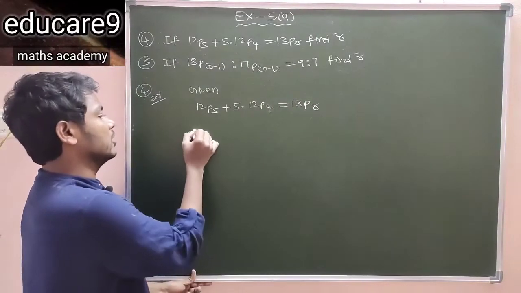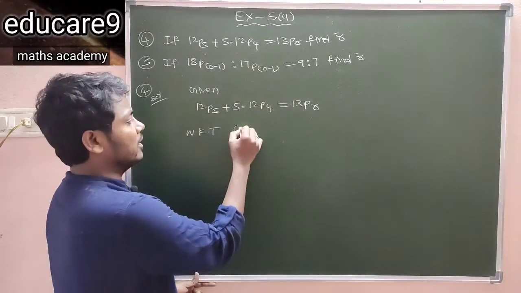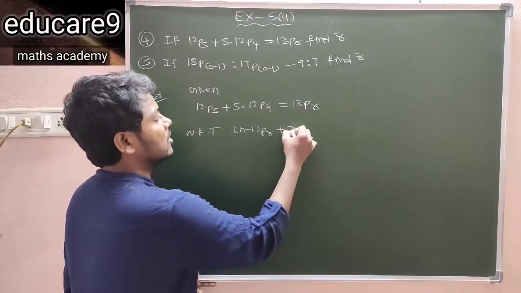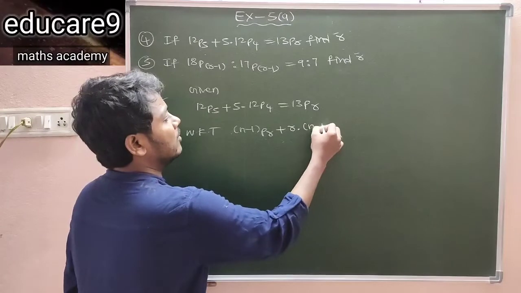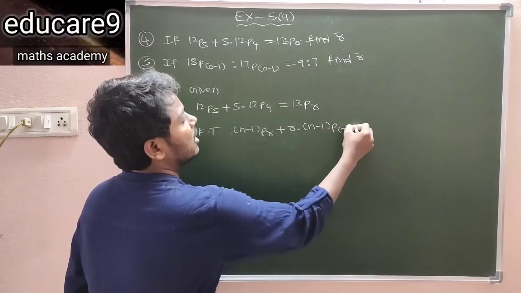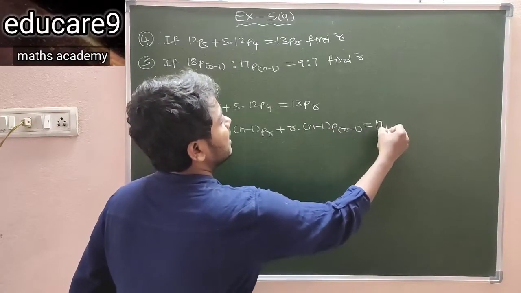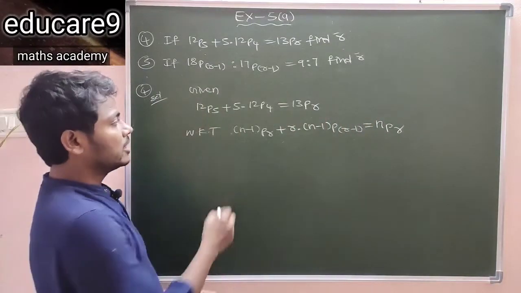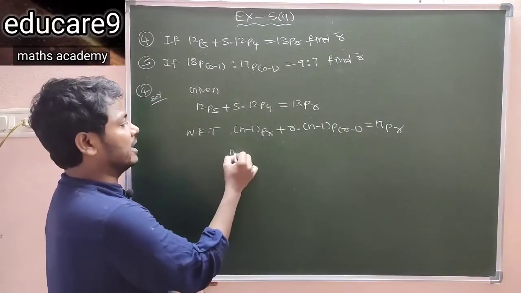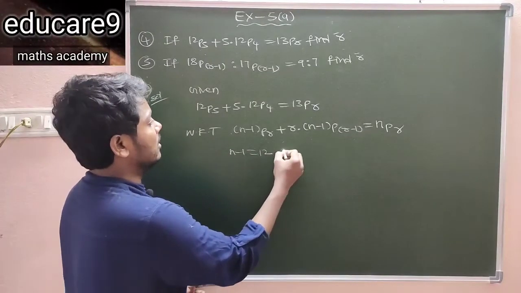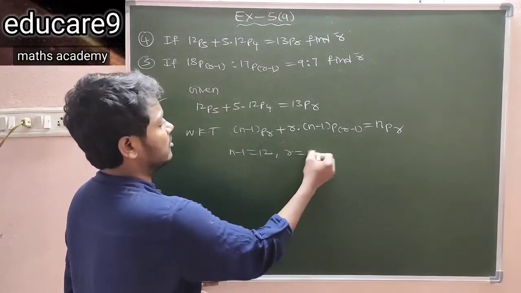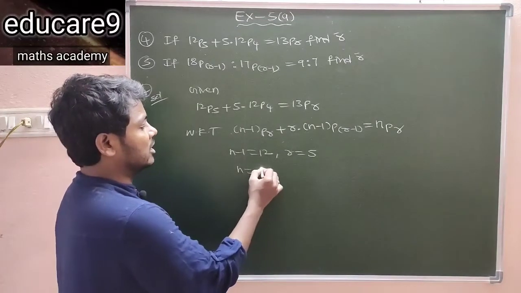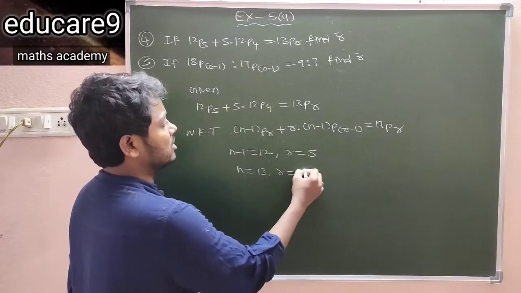So you know that the formula is (n-1)Pr + r into (n-1)P(r-1) equals nPr. Okay, so clearly compared to this, what you get: n-1 equals 12 and r is equal to how much? 5. Okay. So clearly n is equal to 13 and r is equal to how much? 5.